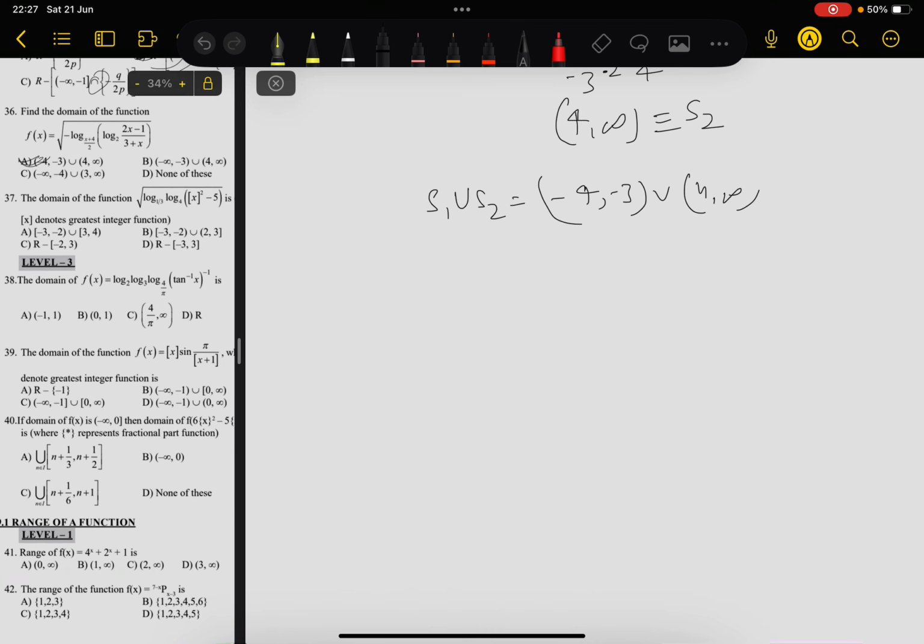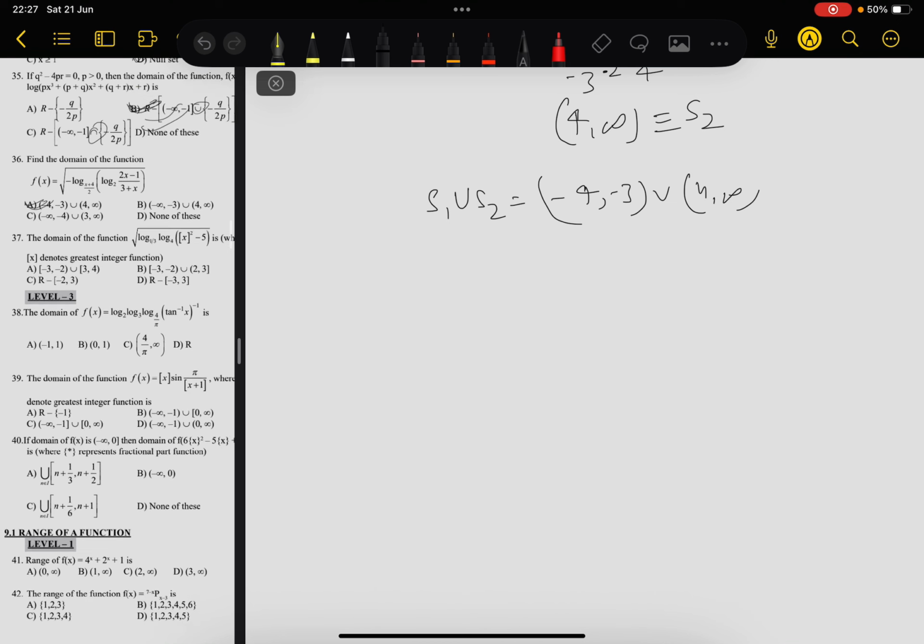So 37. Okay, try this problem based on the same type of problem.